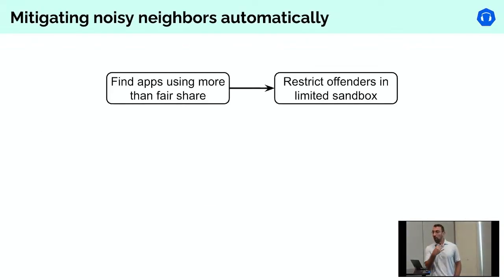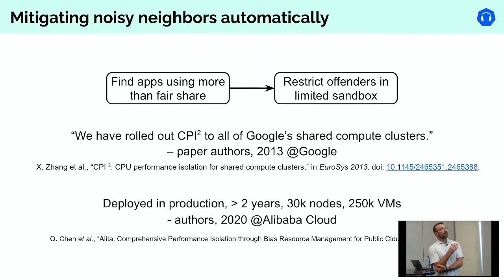So how would you build an automatic system to mitigate noisy neighbors? You monitor, find applications who are using more than their fair share, and then throttle them down. So you put them in a sandbox that can only use 20% of cache, let's say, instead of 100% of it. And both Google and Alibaba Cloud have published papers that they have systems like that. Google has been using a system using CPI, which I introduced earlier, since at least 2013 on their shared clusters. And Alibaba published in 2020 that they had been using this type of system for over 2 years on more than 1 million cores.